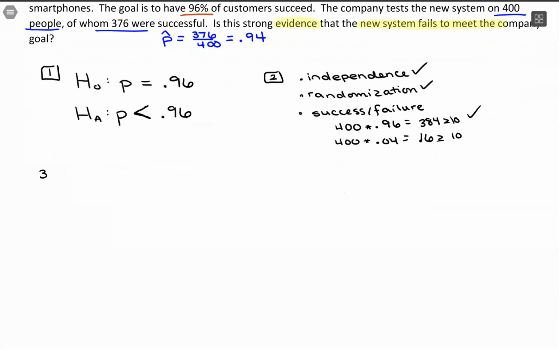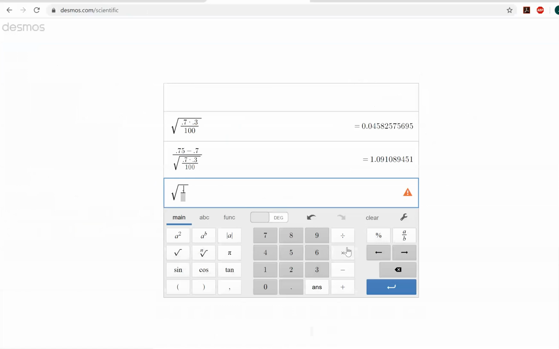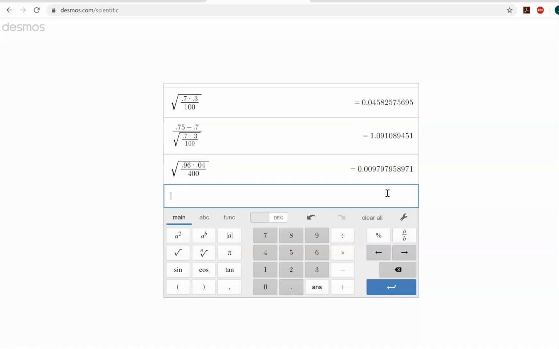Now that we pass the central limit theorem, we can set up our sampling distribution. So mean of the sampling distribution would be 0.96. Standard deviation, take the square root, 0.96 times 0.04 over our sample size of 400. So just going to our calculator to plug that in. Let's go square root, separate our fraction, and then 0.96 times 0.04 over 400. So a standard deviation of 0.0098.